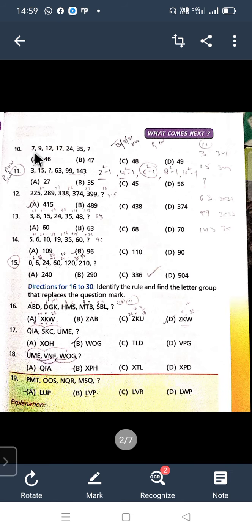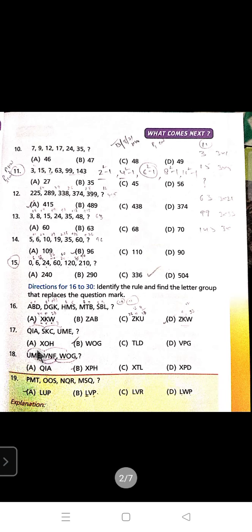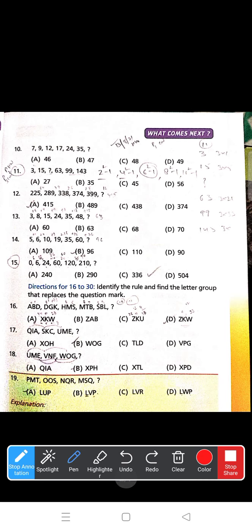Let us see the 10th one, children. 7, 9, 12, 17, 24, 35 is there. When we observe, plus 2, plus 3, plus 5, plus 7, plus 11, that means here they are adding all the primes only. So what is the next prime after 11? 13. So you should add 13 to this 35. If you add 13 to 35, you will get 48. So option C. 10th one is option C.